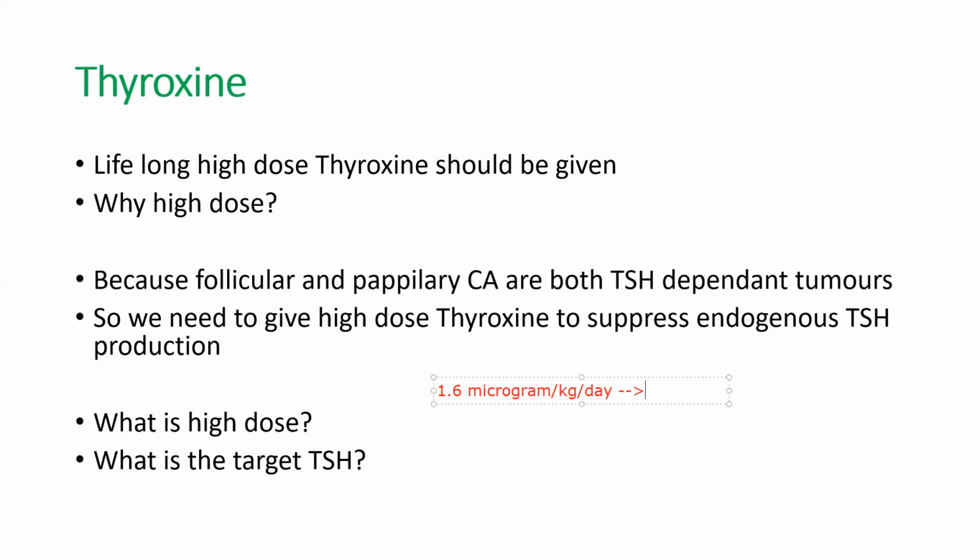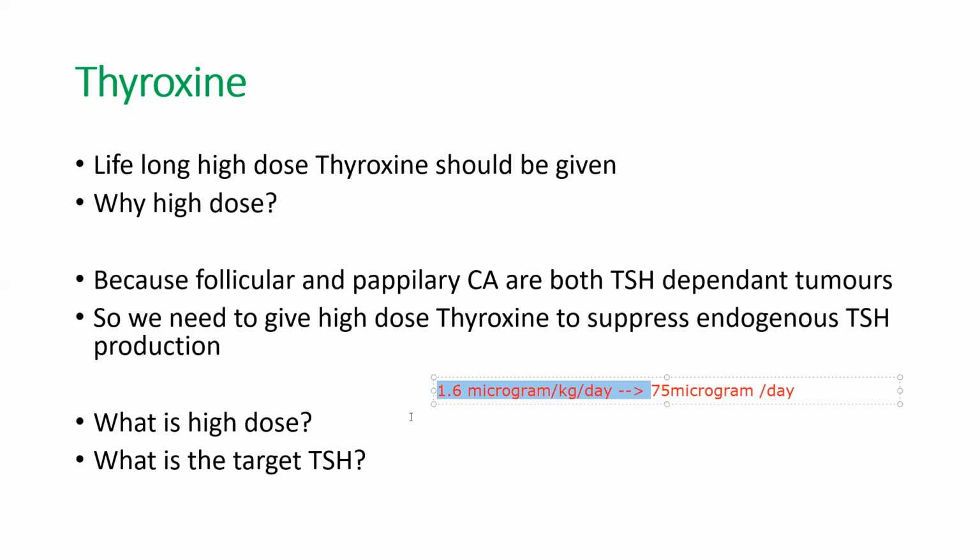If the patient weighs around 50 kilograms, the normal maintenance dose is around 75 micrograms per day. Not milligrams, thyroxine is given in micrograms. Patients will tell you milligrams, but no, it's micrograms. If you say milligrams, that's wrong. So in a 50 kilogram patient, the dose comes to roughly 75 microgram per day.